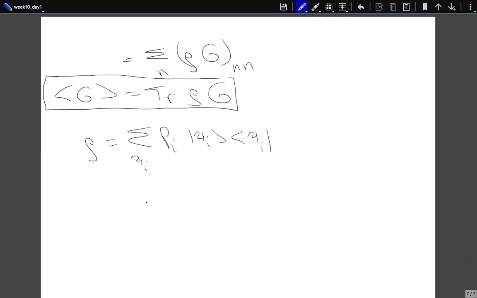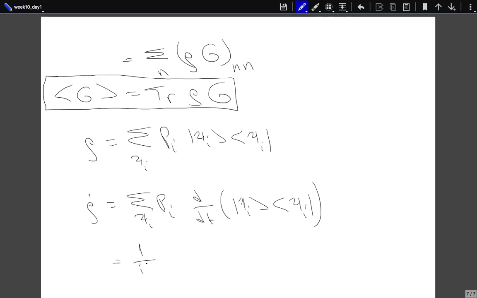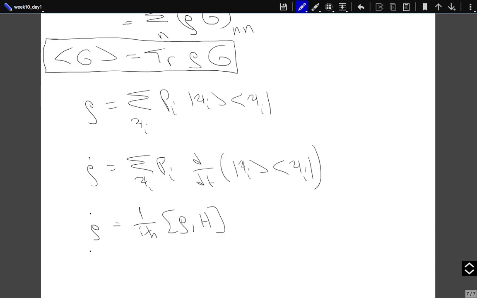Now we looked at one of the properties, we just looked at the time derivative. Well, the time derivative of rho: the probabilities basically do not change, it's the psi i's that are changing. And just using the Schrödinger equation, we show that this is nothing but 1 over i h bar [rho, h]. So this determines how rho changes. But in equilibrium, rho should not change.